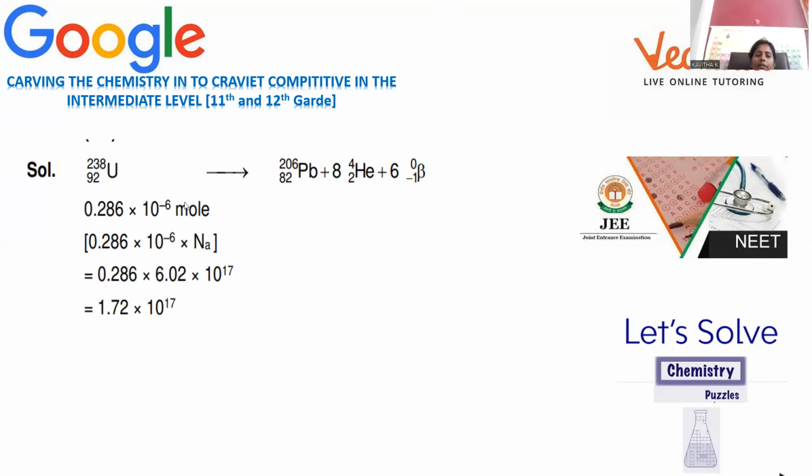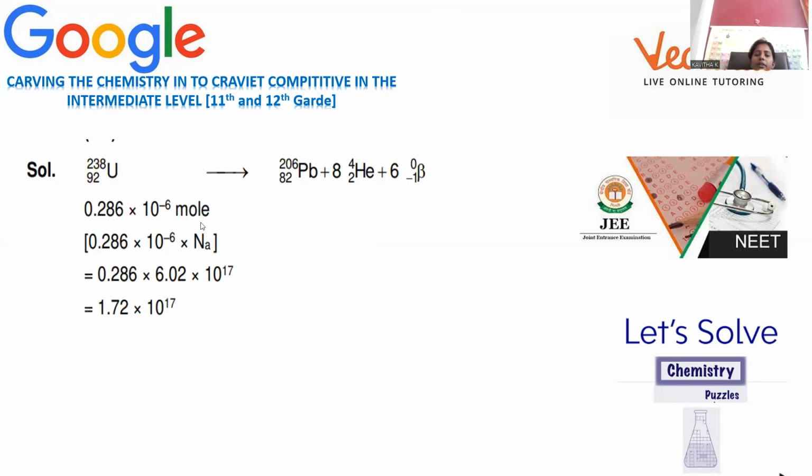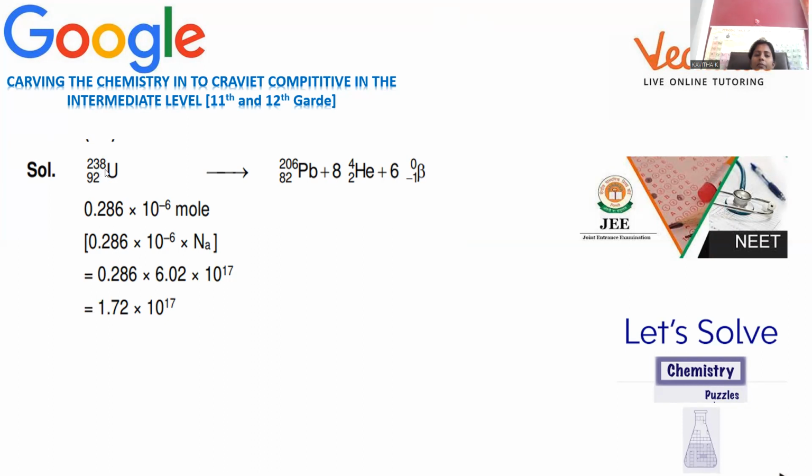Here, the number of moles is not given, but within the problem the weight of uranium is given as data, that is 68 into 10 power negative 6. If weight is known to you, how can we convert into moles? Number of moles is equal to weight by gram molecular weight. That is 68 into 10 power negative 6 by the gram molecular weight 238. So we will get moles as 0.286 into 10 power negative 6. This is the number of moles of uranium.